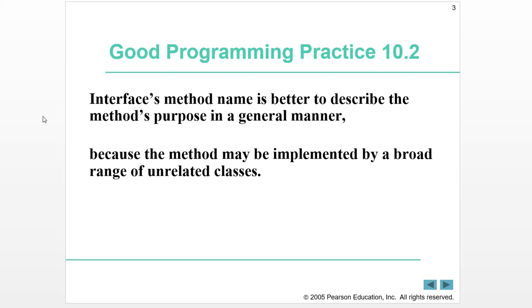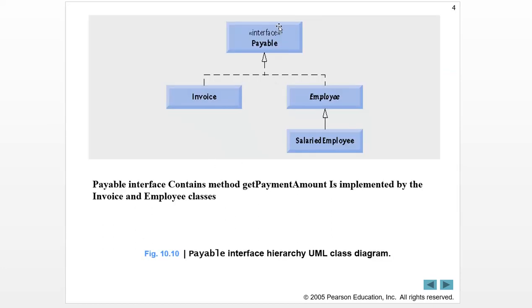So if we look at this diagram here, we have got an interface called payable. And this interface now is used by a class called invoice and a class called employee. But you'll find that there's also a class called salaried employee, which is inheriting from the class employee. So basically, the class salaried employee is also implementing the interface payable since it's inheriting the employee class which is using the interface payable. So the payable interface contains a method which is called getPaymentAmount, which is then implemented by the invoice and employee classes.